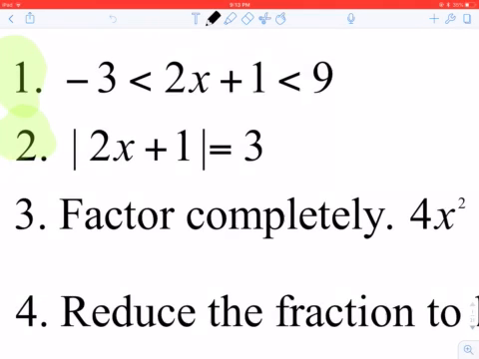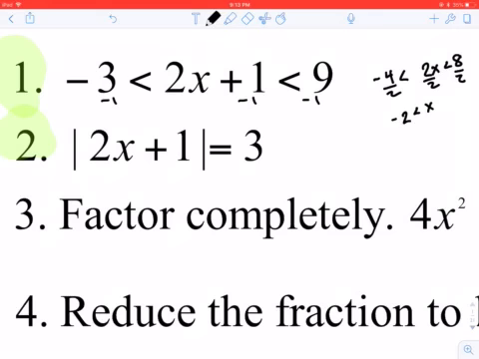Alright, I'm going to go ahead and start. If you're not ready, feel free to push pause. So solving number 1, we subtract 1. That gives me negative 4 is less than 2x, which is less than 8, and divide by 2. So divided by a positive number, the sign stays the same.